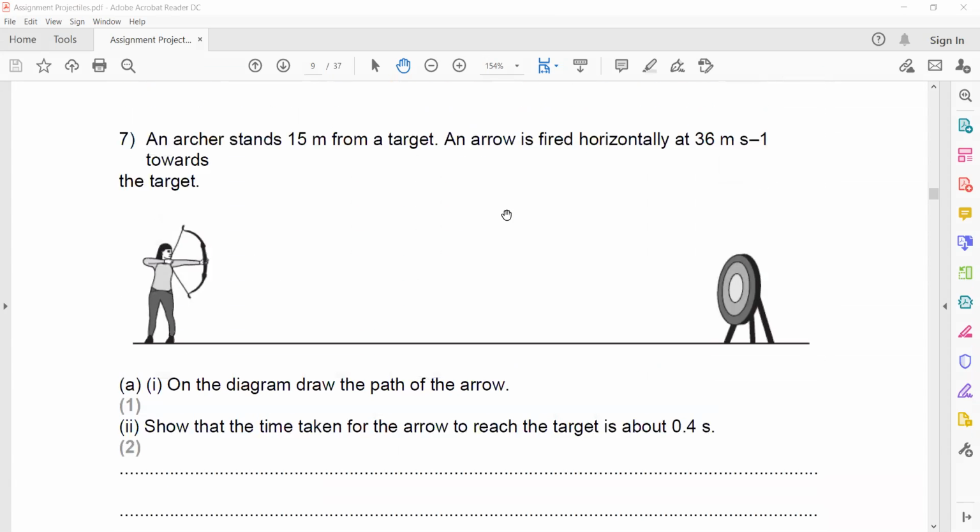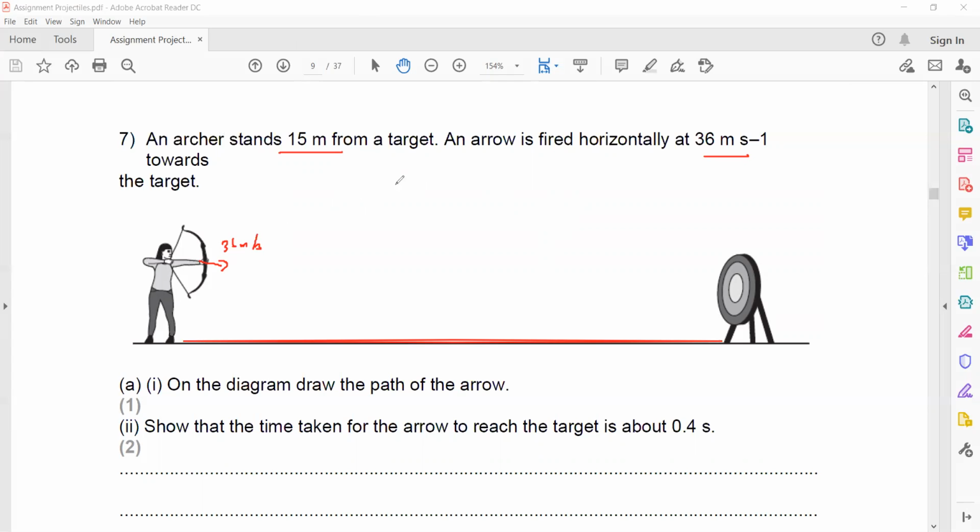As I mentioned, the arrow is fired at a speed of 36 meter per second towards the target, which is 15 meter away. So first we will find the change in height when this covers 15 meter. As we know, he fires horizontally with a speed of 36 meter per second. This is a horizontal speed. The vertical speed is 0.